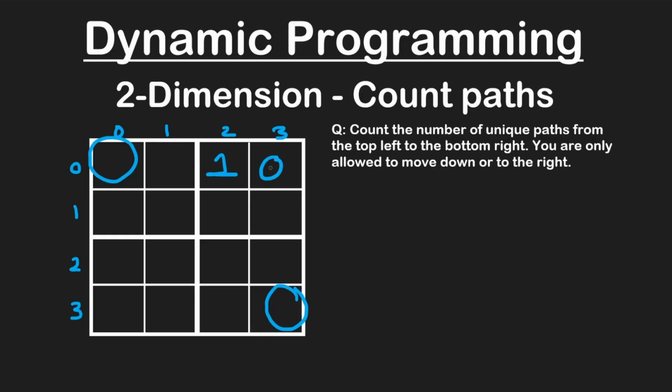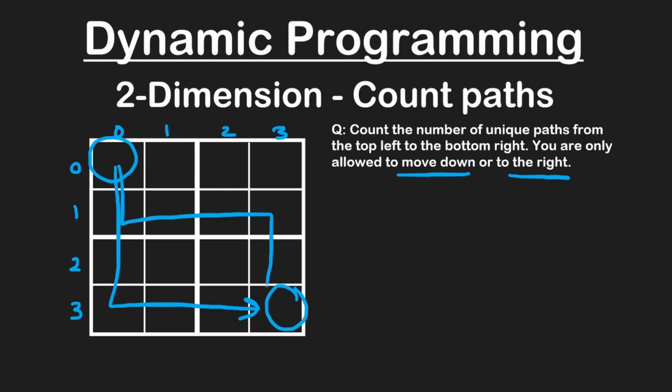Now, in this case, though, there aren't any blockers. Like before, we had zeros and ones. Ones were blockers, but this time we don't have that. And we have another thing that's going to simplify things for us. We can only move down or move to the right. So that's going to make things pretty easy for us. For example, one path would look like this. Another path would look like that.